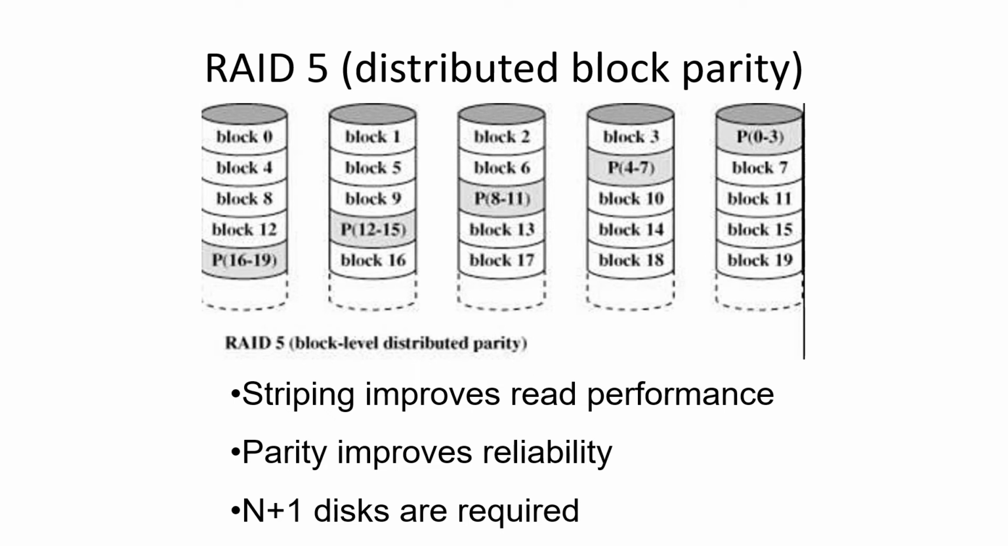RAID 5 is a very common RAID system. RAID 4 really isn't used hardly anymore at all. It should be noted that it requires one more drive than is required to hold the data. In other words, here we have 5 disks, and there are 4 data disks and 1 parity disk. So you can only have 4 times the disk size of actual user data. The other drive is used for parity.